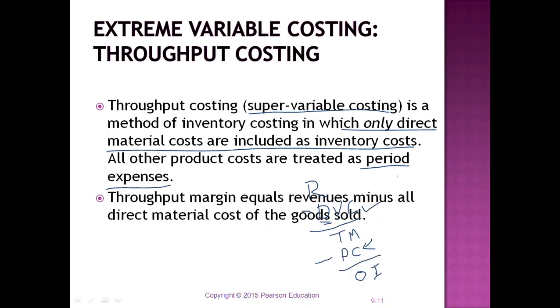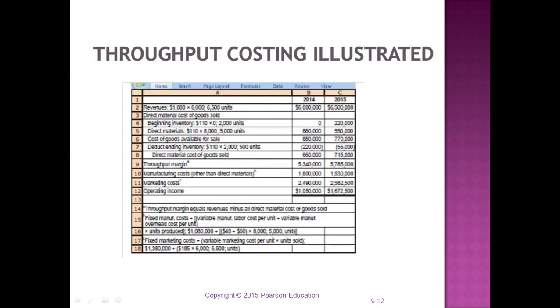So throughput margin is equal to revenue minus all direct material cost of goods sold. So you can see maybe a format of throughput costing illustrated here. So here you could say that revenue minus direct material cost of goods sold, adjusted for the inventory of materials, that should give you your direct material cost of goods sold, and you get something called throughput margin, and minus all other manufacturing and non-manufacturing costs gives you the operating income. Of course, the numbers are going to be different yet again, whether you're taking across 1 year or across multiple years.